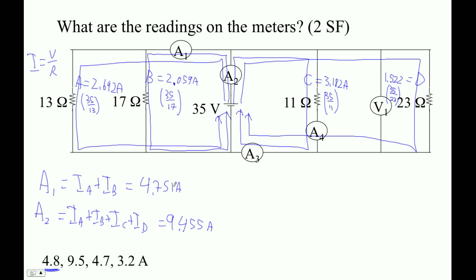Okay, let's see. A3 is just going to be these two currents. So that's current C and current D, right? Okay, so that is alpha C plus alpha D. 4.704.